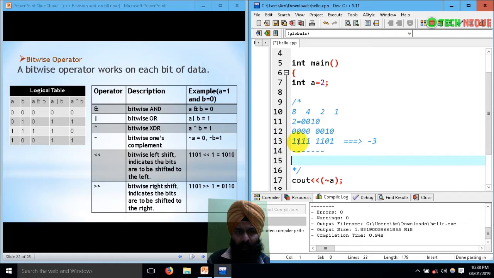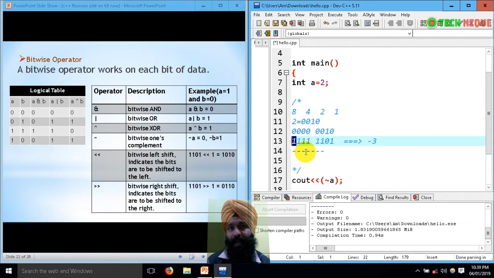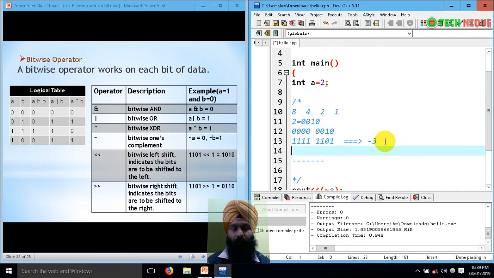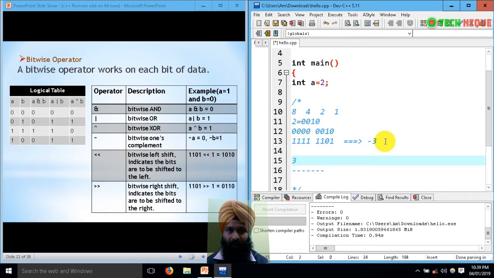Among all these values, these bits are reserved for the data, and this first bit is used for the sign bit. If it is 1, then it means it's a negative number. If this 8th bit is 0, it means it is a positive number. Now let's represent 3 in binary. So 3 in binary is 2 plus 1, that is 3. So this is your binary equivalent of 3.